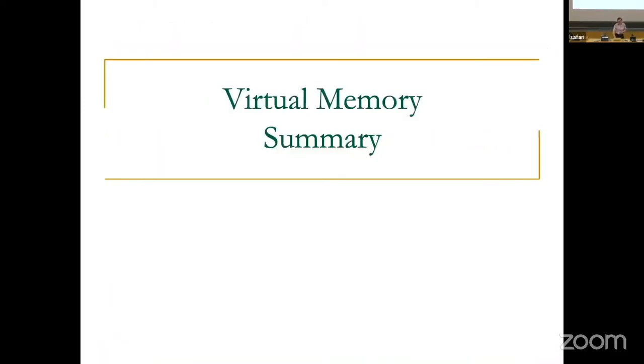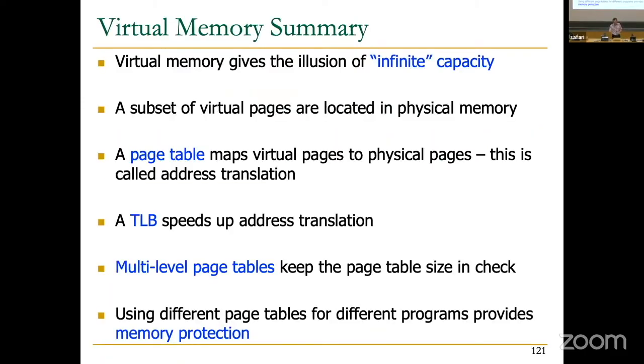Now, let me summarize virtual memory. I think this is a good place to summarize virtual memory and talk about some challenges. So essentially, virtual memory gives us the illusion of infinite capacity, infinite in quotation marks, because you're still limited by the virtual address space size. But hopefully, that's large enough. You have a subset of virtual pages located in physical memory, and a page table maps virtual pages to physical pages. This is address translation.